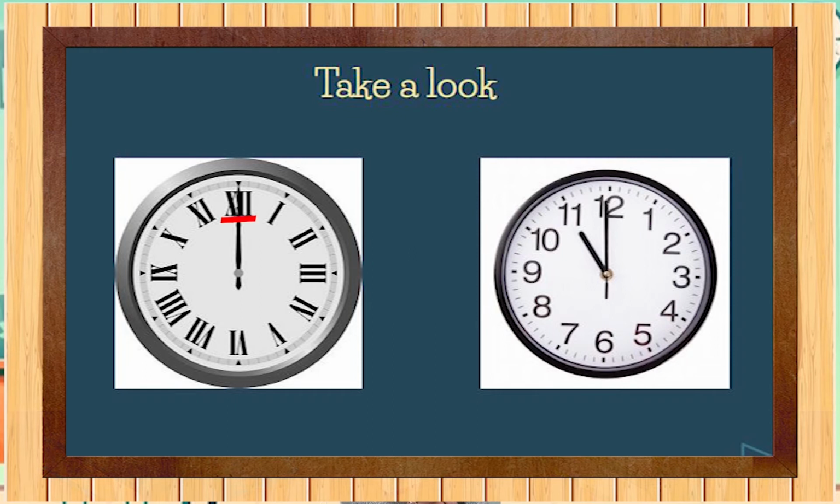So on the first clock, you would notice it starts with 12 at the top center, and 12 is being represented by XII. Remember, X represents 10 and II represents 2. Then it moves on to I, and then II as 2, III as 3, IV as 4, V as 5, VI as 6, VII as 7, VIII as 8, IX as 9, X as 10, and XI as 11.